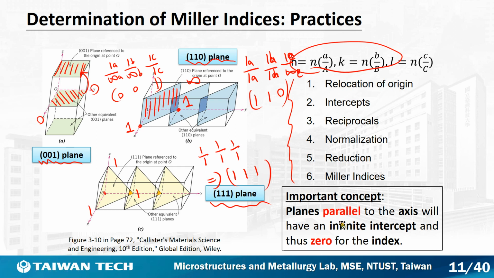Okay, an important concept as we already talked about: if we have a plane that is parallel to an axis, then we will have an infinite intercept. So for an infinite intercept, after the reciprocal, we get 0 for the index. So for example, you see a 0 here for the x-axis. So you know that this plane will not intersect the x-axis. It is parallel to the axis, just like this one.